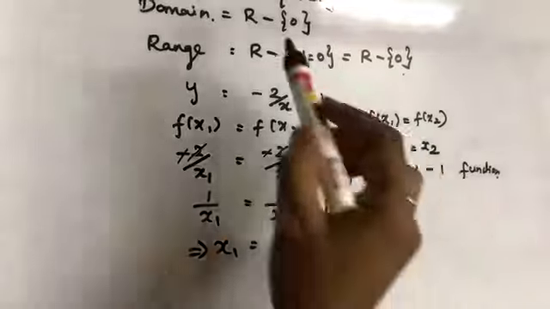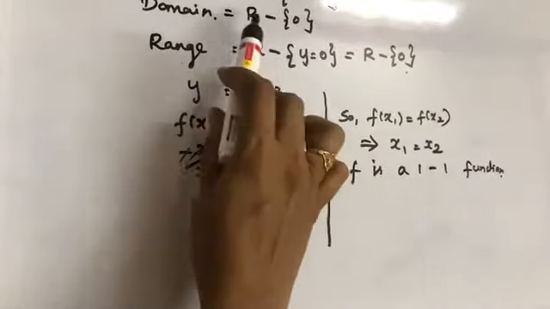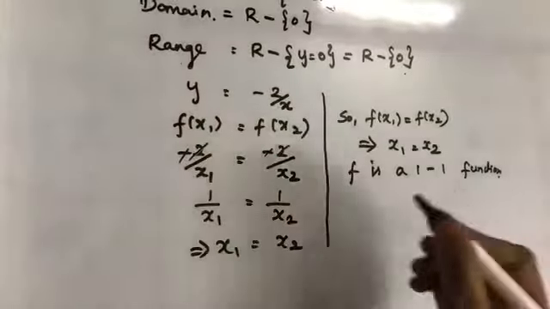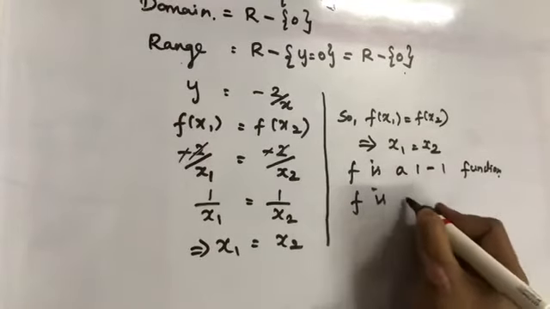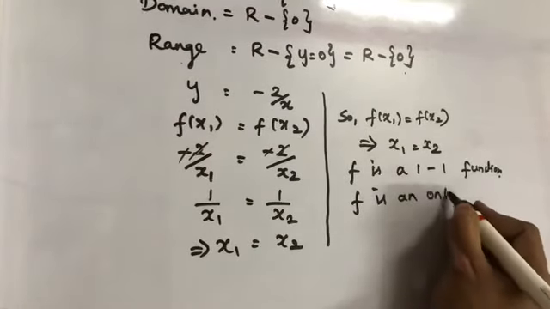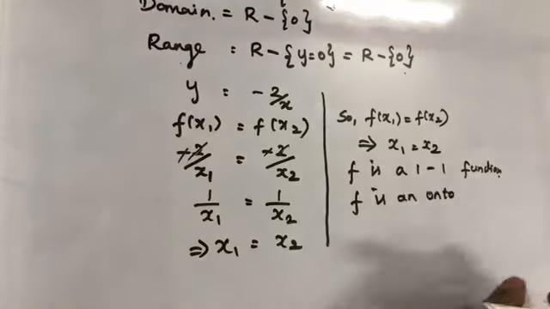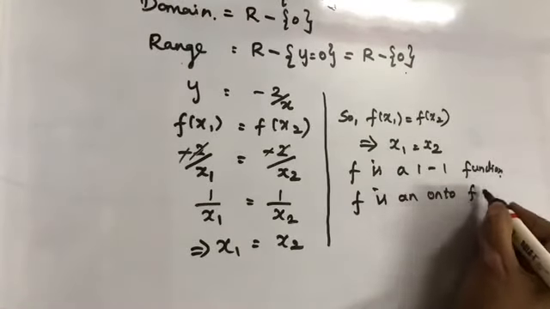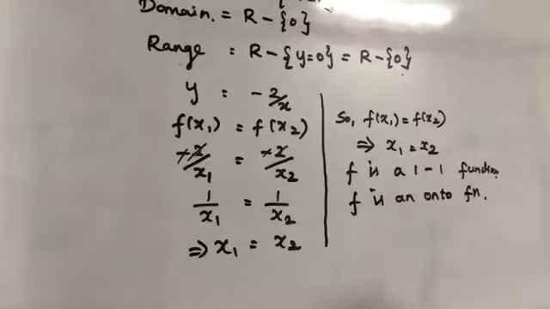Also, the domain and range are equal, and 0 is excluded. So I can say f is an onto function also. For every element in the range, there is a pre-image. So it is an onto function also.